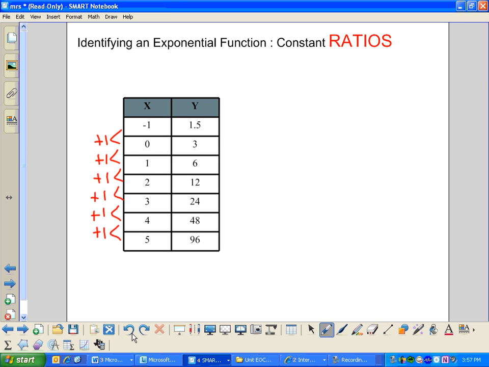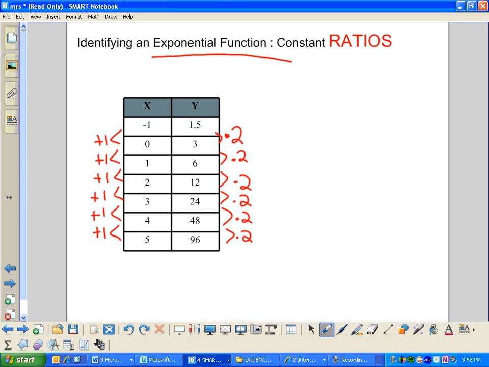So here we go. 1.5 to 3, the relationship, I'd multiply it by 2. The relationship between 3 and 6, I'm multiplying it by 2. Multiplying it by 2. When you have this case, it's called an exponential function. It's got constant ratios.